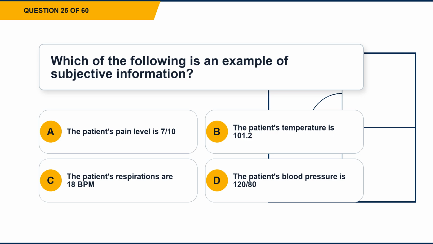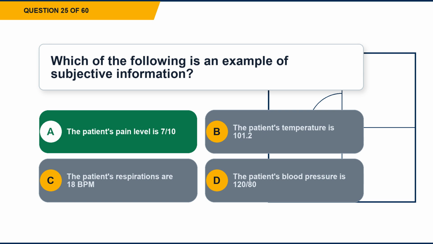Question 25. Which of the following is an example of subjective information? Option A, the patient's pain level is 7/10. Option B, the patient's temperature is 101.2. Option C, the patient's respirations are 18 beats per minute. Option D, the patient's blood pressure is 120/80. The correct answer is option A, the patient's pain level is 7/10.